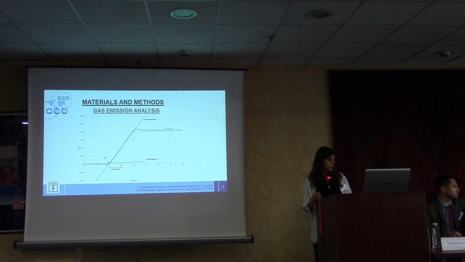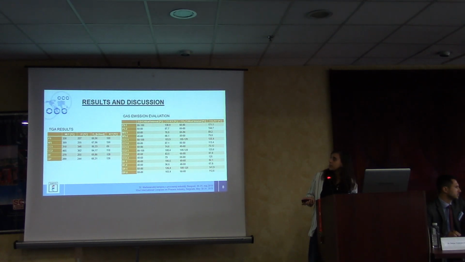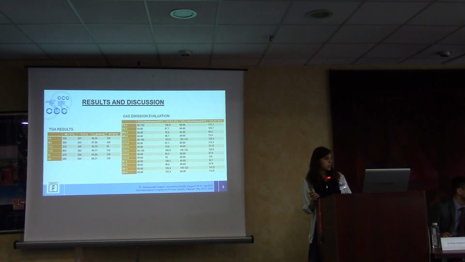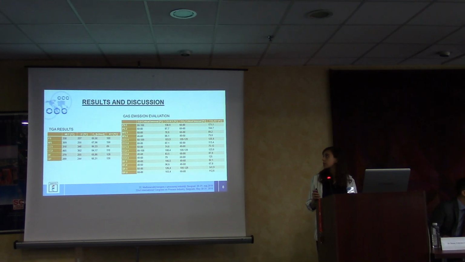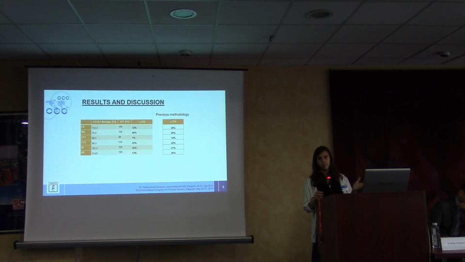So the results of the TG and the gas emission evaluation are shown in this table. But the most interesting thing is the comparison between both results. In order to detect the very beginning of the combustion, we have used the carbon monoxide emissions, because they are always produced before the carbon dioxide emissions. And we have compared the average of those to the ICT, which would be like the real moment of the beginning of the combustion, and calculated the relative error.